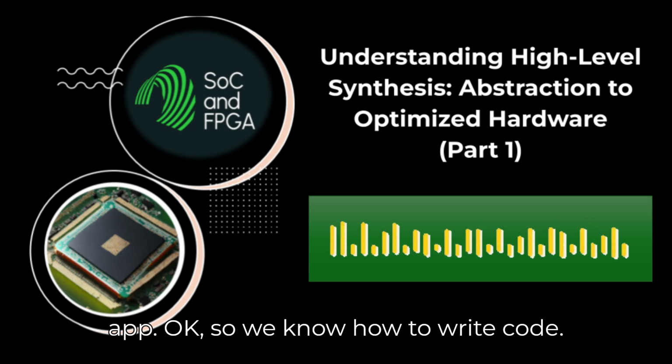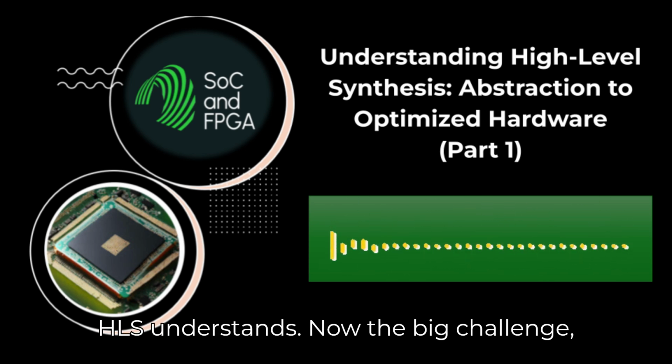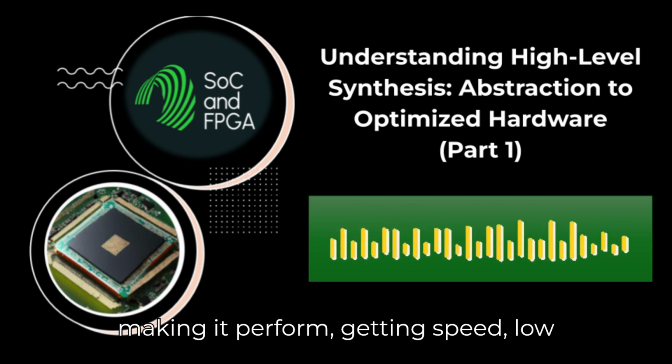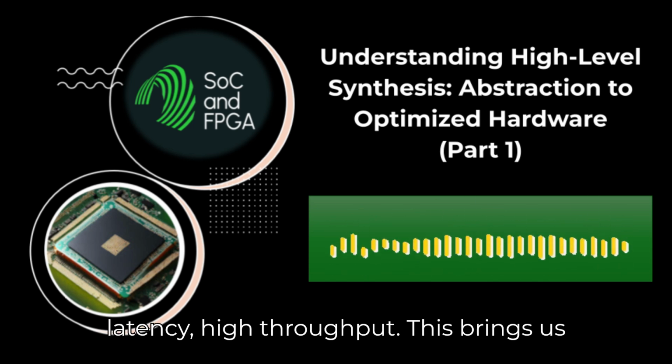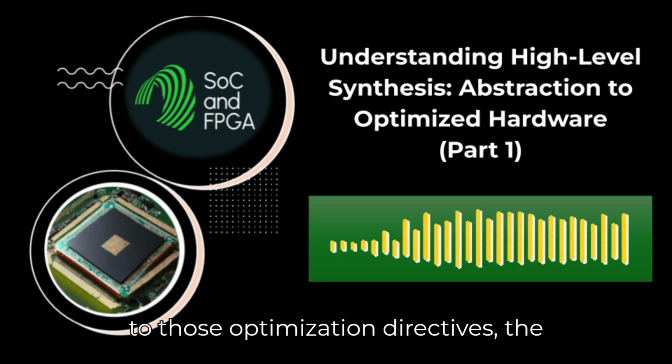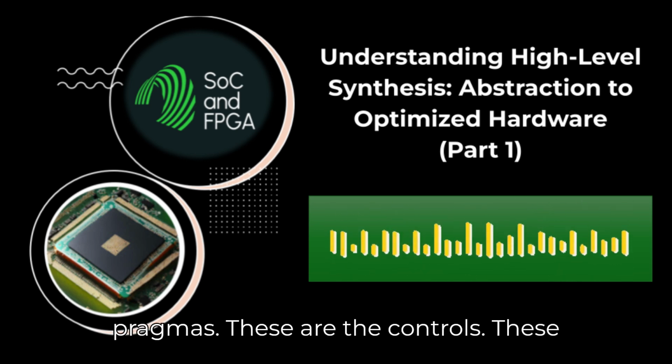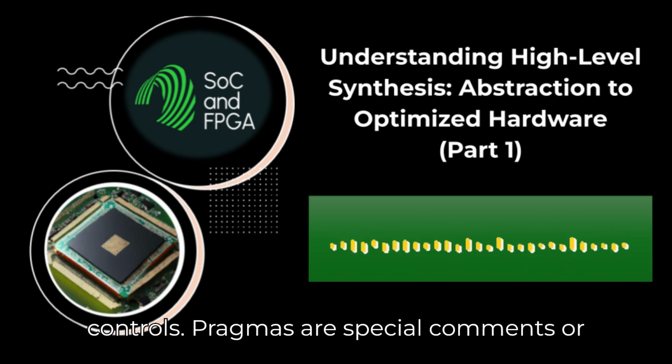Okay, so we know how to write code HLS understands. Now the big challenge, making it perform. Getting speed, low latency, high throughput. This brings us to those optimization directives. The pragmas, these are the controls. These are absolutely your microarchitecture controls.